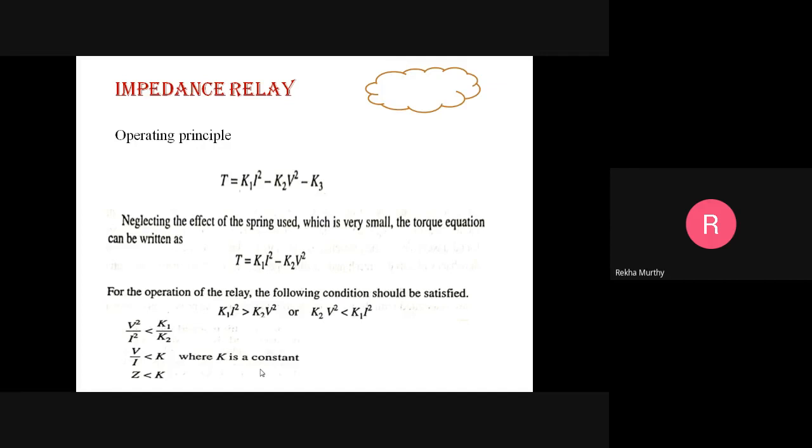That is the solution we got: in the case of an impedance relay, this expression is very important. When does this relay operate? The relay will operate if the measured impedance Z is less than the given constant. This is the final conclusion. After getting clear with this, only then can we go with the characteristic.